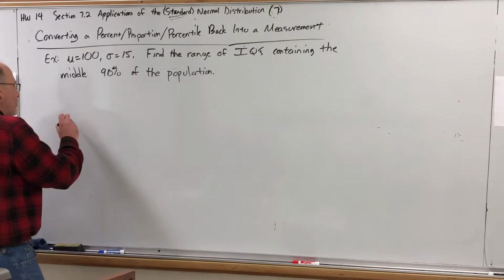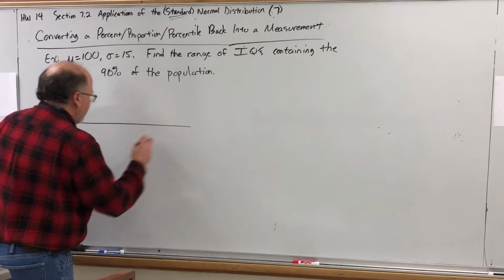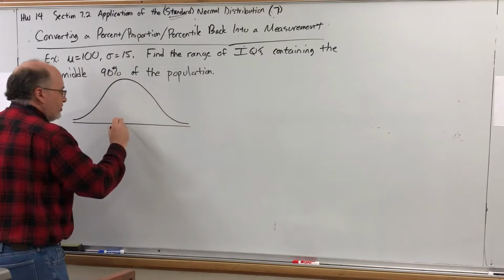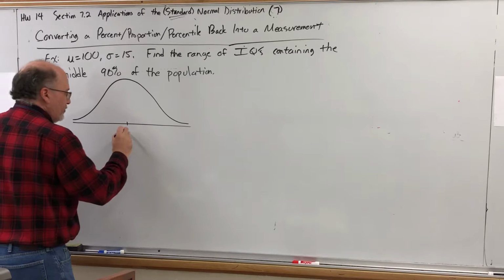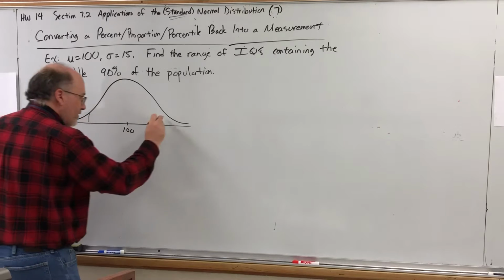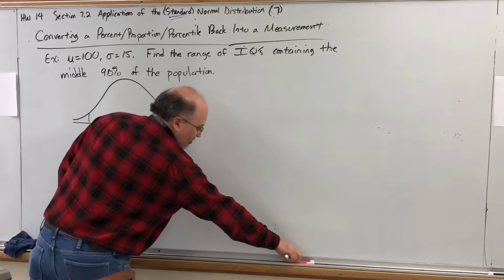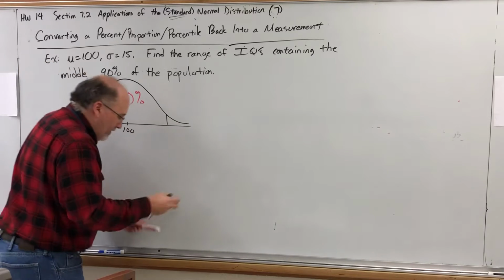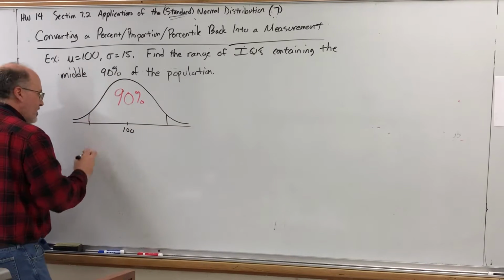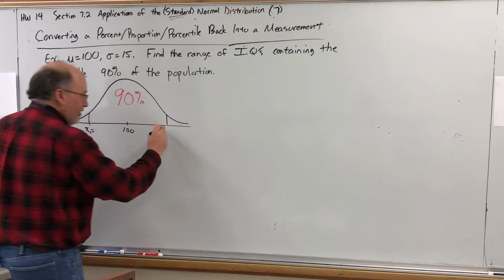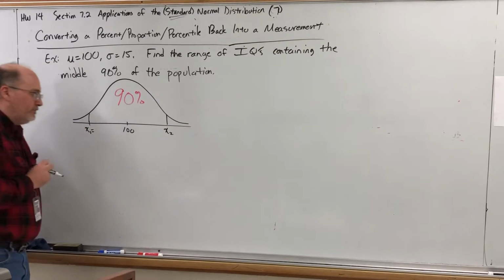Now, what do I mean by the middle 90% of the population? That means if we go to the center of our bell curve, which is 100, since that's the mean, then I want to cut off the middle 90%. In other words, 90% of the population falls between these two scores. We'll call this one x1 and this one x2.